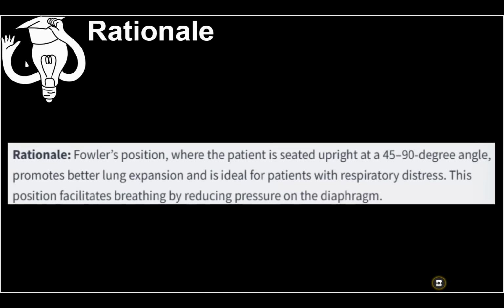Fowler's position is where the patient is seated upright at either a 45 to 90 degree angle. If our patient is positioned at a 45 degree angle, this is what we call semi-Fowler's. If they're positioned at a 90 degree angle, we call this high Fowler's. Having that patient positioned in a Fowler's position promotes better lung expansion, and it's really ideal for patients who are undergoing respiratory distress. The position facilitates breathing by reducing pressure on the patient's diaphragm.